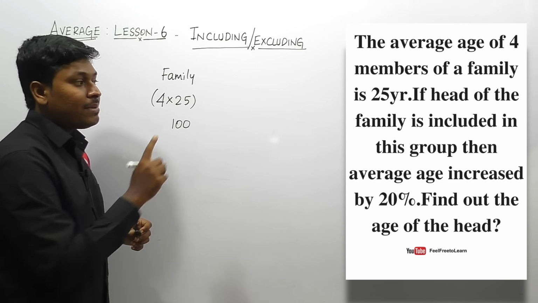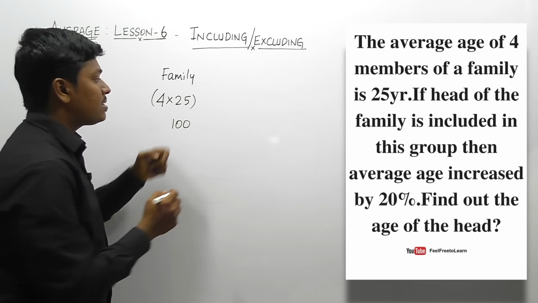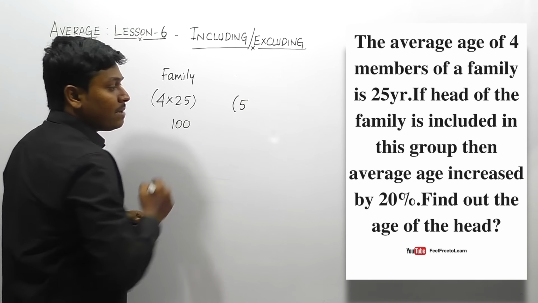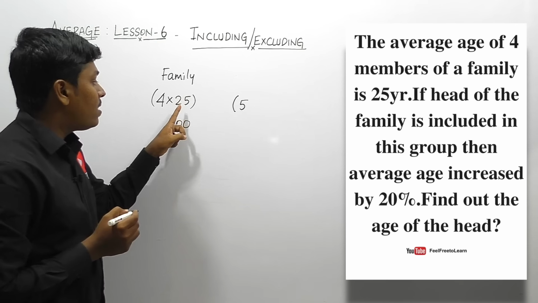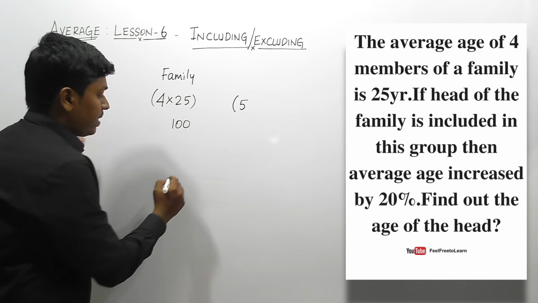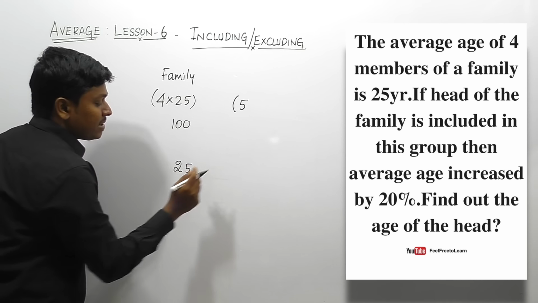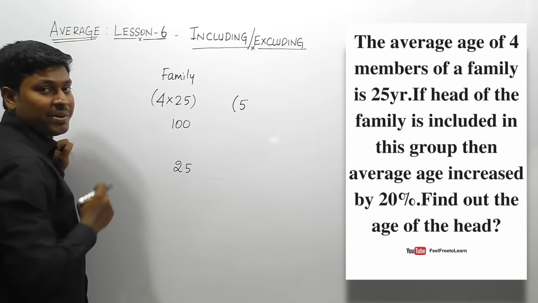If the head of the family is included, already there are 4 members. If one person is included, then it will be 5 members, right? So the average age is increased by 20%. Already the average age of the family is 25. Now it is increased by 20%, friends. So 20% of 25 will be 5.